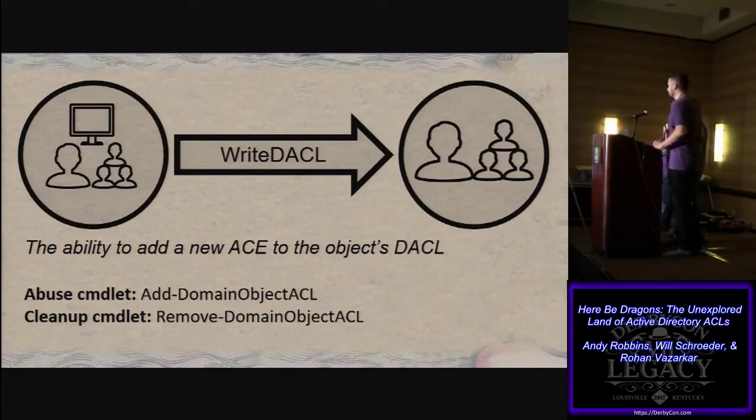Write DACL means that I can write a new ACE to the DACL on that securable object, and I can just give myself whatever privilege I want. In PowerView, you do this with Add-DomainObjectAcl, and the cleanup is Remove-DomainObjectAcl. Does that seem pretty simple?